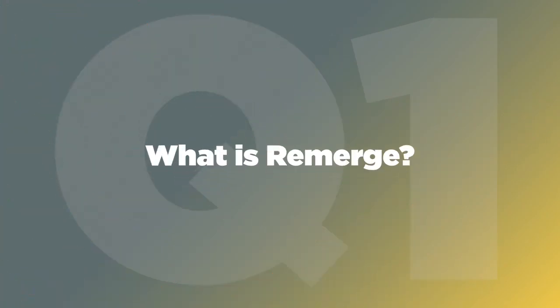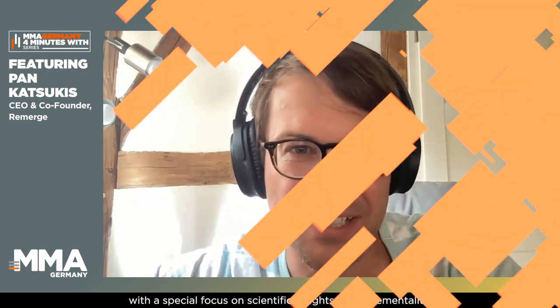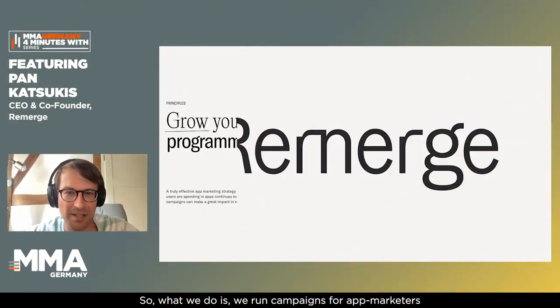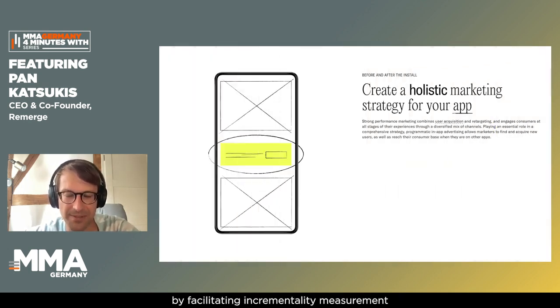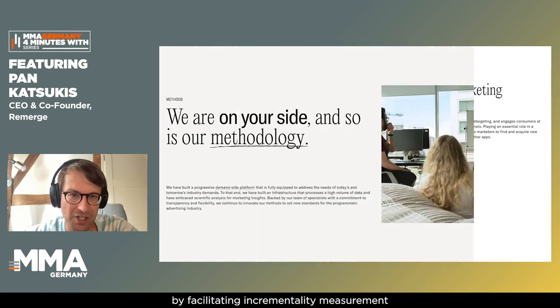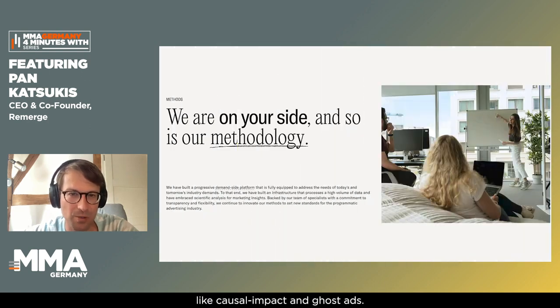First of all, Remerge, what is it? Remerge is a programmatic performance app marketing platform with a special focus on scientific insights like incrementality. So what we do is that we run campaigns for app marketers to drive their growth and revenue by facilitating incrementality measurement like causal impact and ghost ads.